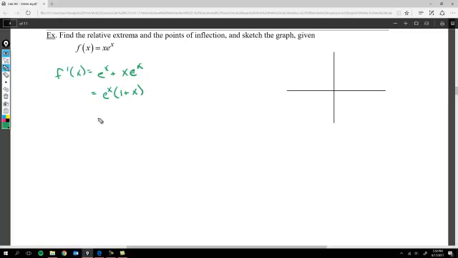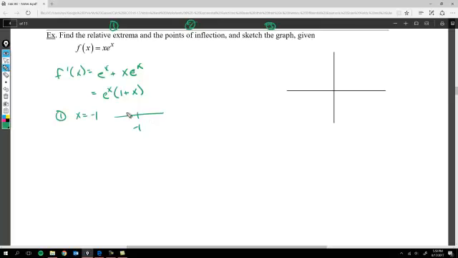Okay. Now, I need to find my critical numbers. So for my relative extrema, which is the first thing I'm going to do, that's where this is equal to 0. I see that x equals -1 is going to be a critical number because e to the x is always going to be positive. So I'm going to make a line chart.